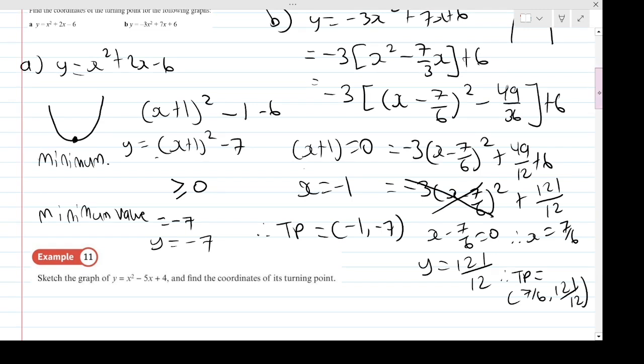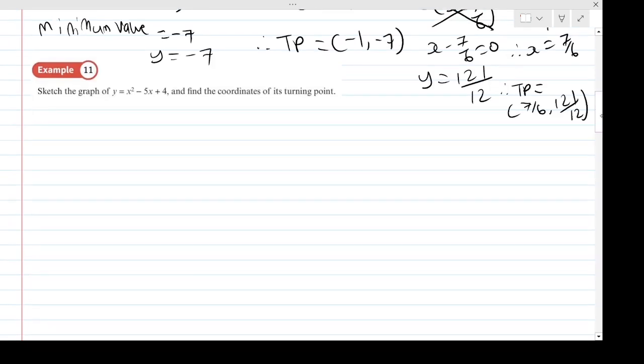Okay, now we're going to look at some examples of the whole thing. So we looked at the shape of the graph. Again, if it's a smiley shape or a frowny shape, that's with a greater than 0 or a less than 0, if it's positive or negative. We looked at the turning point, so when it's a minimum or a maximum.